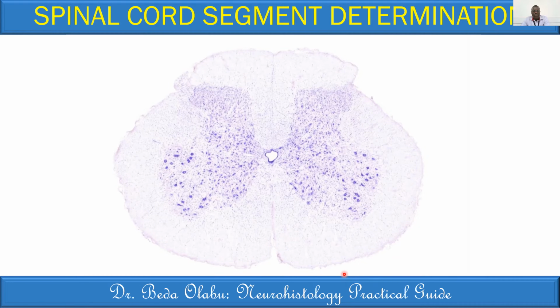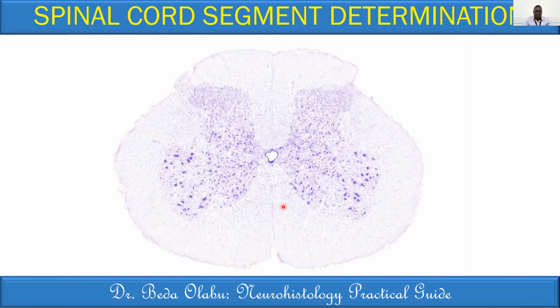One of the things we can use is the amount of white matter. When the white matter is a lot, then most likely we are in the upper part of the cord as opposed to the lower part of the cord. We can also use the presence of the lateral horn. When the lateral horn is present, then it means that segment is giving rise to an autonomic outflow. So it's either T1 to L2 segment of the spinal cord or S2 to S4 segment of the spinal cord.